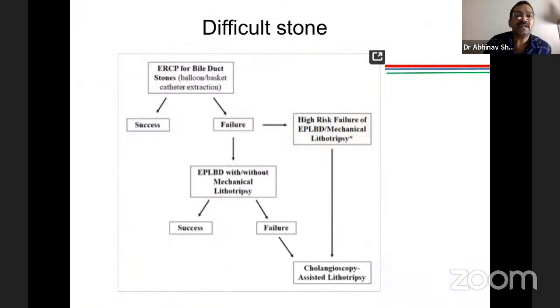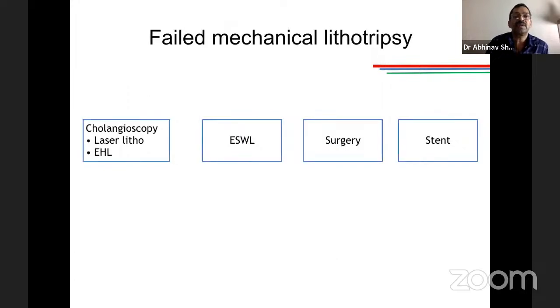So for difficult stone, initially we would try with balloon or basket after biliary sphincteroplasty. If there is a failure, we try mechanical lithotripsy. But even if mechanical lithotripsy fails, then we have a cholangioscopy-guided option. So these are the options for failed mechanical lithotripsy. You can use a cholangioscope. Two options are there: laser lithotripsy or electrohydraulic lithotripsy.